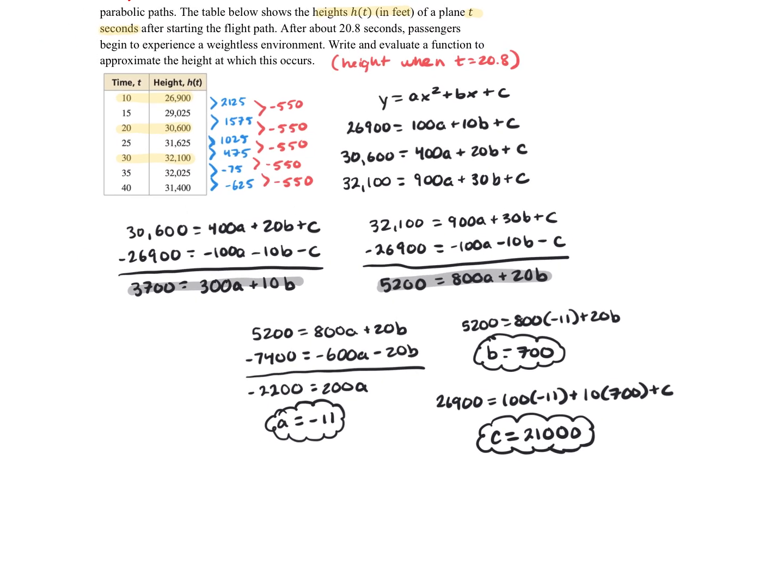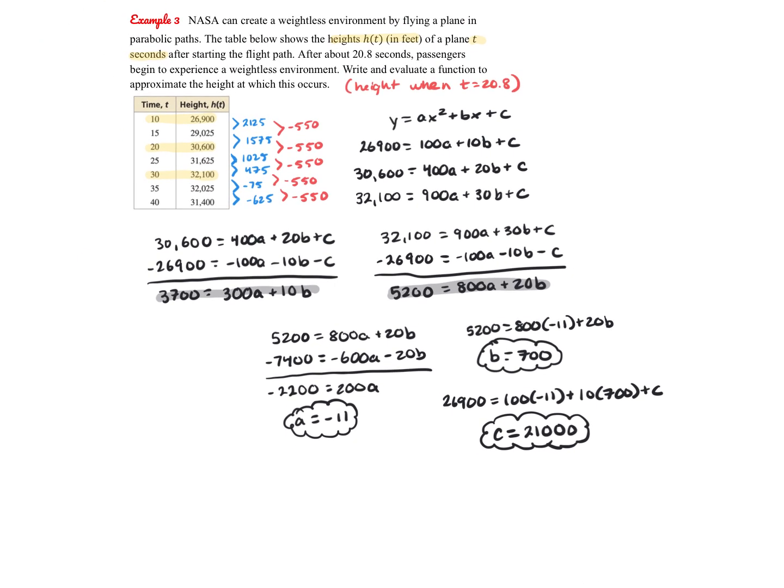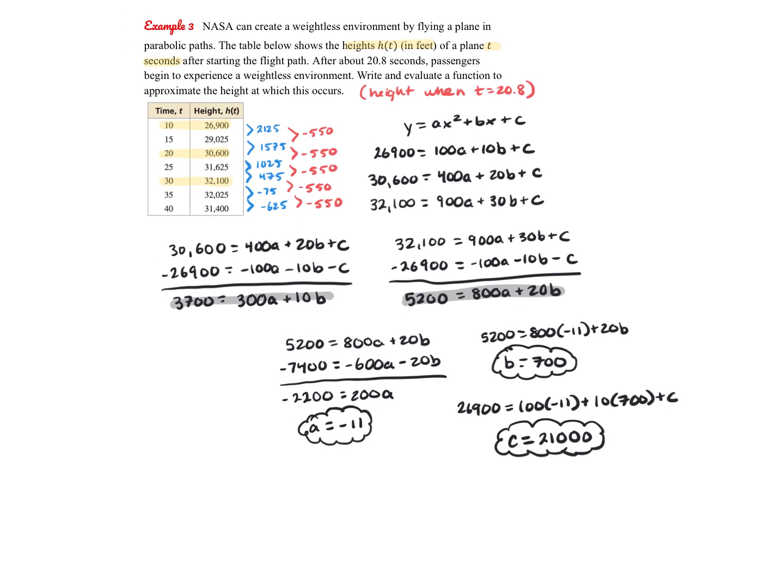So now that we have solved for A, B, and C, we can now create our model. So we're going to call this model h of t, and I'm going to use the variable t from here on out. So our A value is negative 11, so negative 11 t squared plus 700 t plus 21,000. So that's our model.